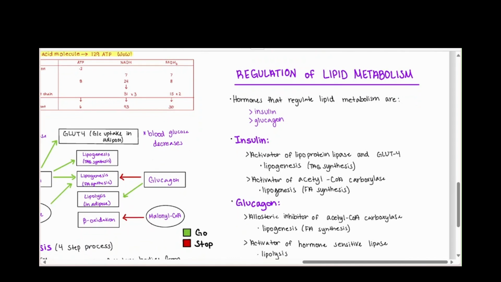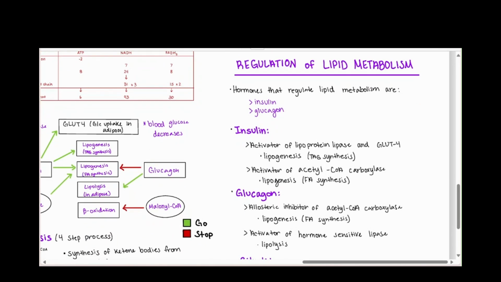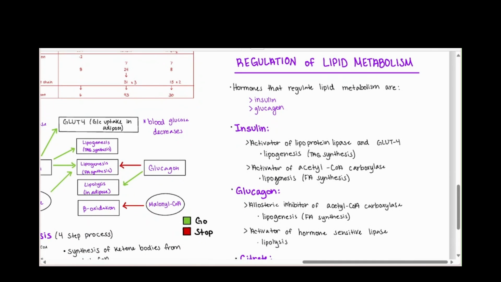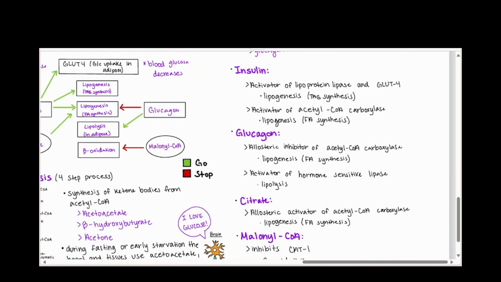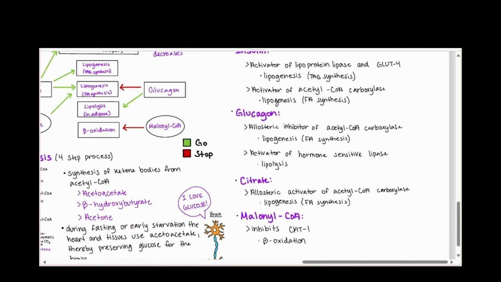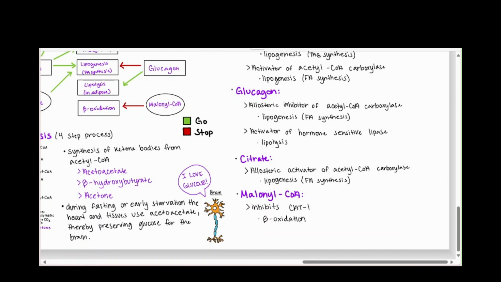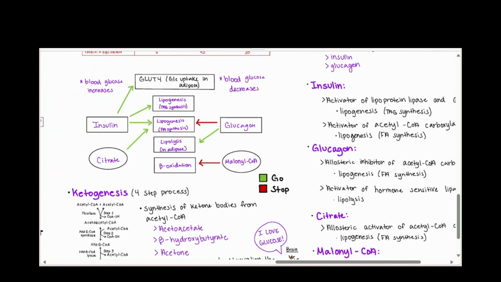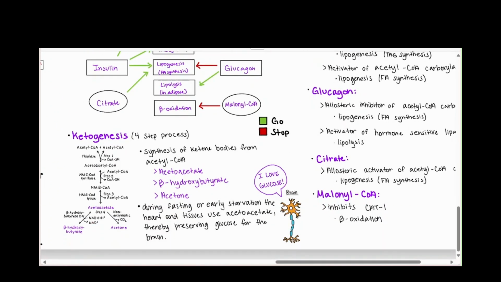Insulin promotes lipogenesis by activating lipoprotein lipase and GLUT4 transporter, while glucagon triggers lipolysis by activating hormone-sensitive lipase and inhibiting acetyl-CoA carboxylase. Additionally, citrate activates acetyl-CoA carboxylase, while malonyl-CoA inhibits CAT1, regulating the beta oxidation process. And here is a diagram to summarize what I had just discussed.